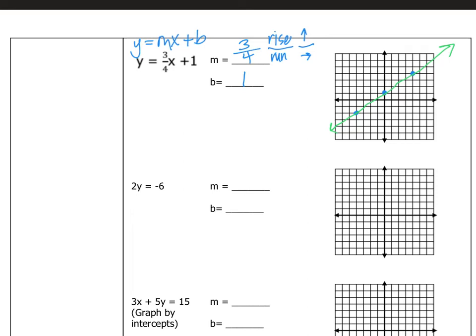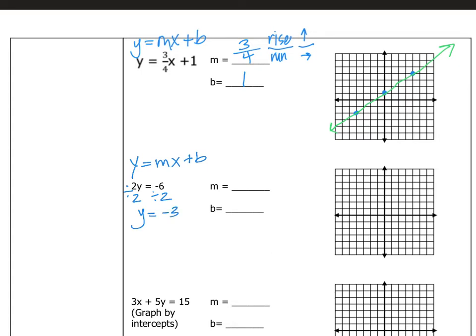So this next one that we are doing is not in slope intercept form, so it doesn't have y equals mx plus b. So what we need to do is we need to just kind of move it around a little bit in order for it to make sense. We want to make sure that we just have y equals, not 2y equals. So we need to divide by 2 on both sides. And then when we do that, we now have y equals -3.